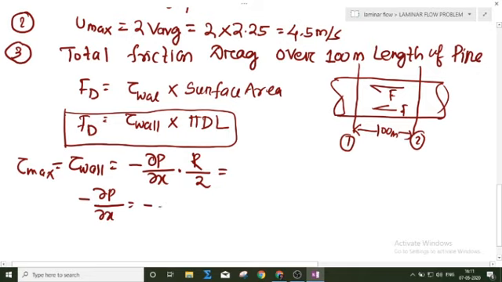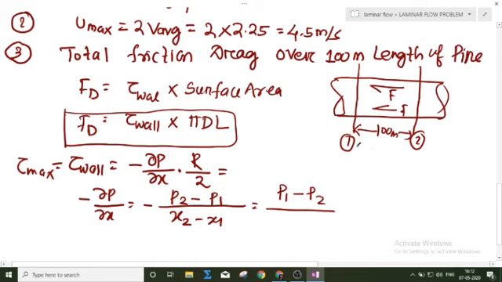This is negative of P2, pressure at point 2, minus pressure at point 1, divided by x2 minus x1. I can write this as P1 minus P2 divided by x2 minus x1. What is this distance? This is length L. What is P1 minus P2? So this is nothing but del P by L.